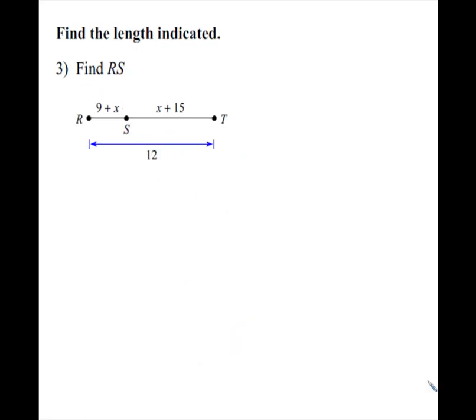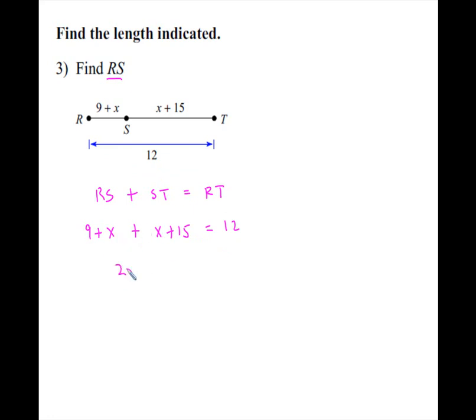All right, so number 3 here. This time we're not just finding x. They want us to find the length of RS. In order to do that, first we need to find x. Using the picture, we know that RS plus ST is going to equal the whole length, which is RT. RS we know is 9 plus x, ST we know is x plus 15, and the whole length, RT, they tell us is 12.